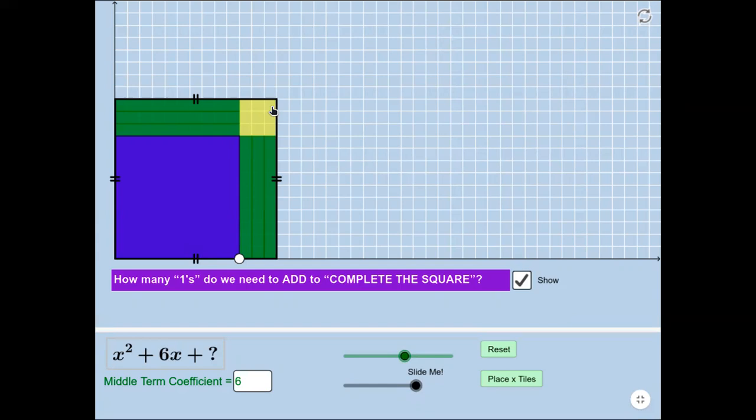3 into 3, that is 9. 9 tiles means here I have, if I take 9, this will become definitely a perfect square. Because this is x plus 3, this is x plus 3, x plus 3 into x plus 3, that will become a perfect square. So if I want to make this one a perfect square, I need 9.